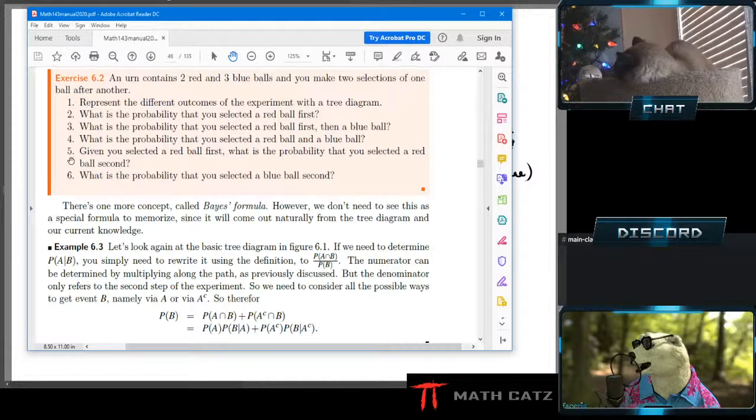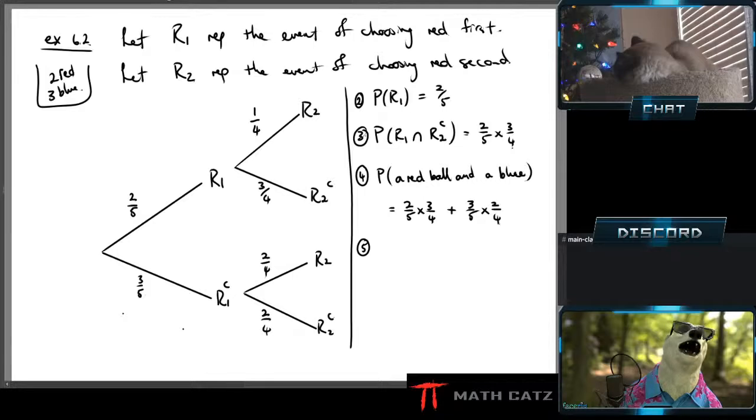Number 5. Given, keyword, given you selected a red ball first, what is the probability that you selected a red ball second? So now it takes a while, perhaps some experience, to recognize when it's a conditional probability and when it's not. That is definitely something that we have to be able to do. And there will be key words like given, if it is known. I can't think of anything else. More words may be describing the same concepts.